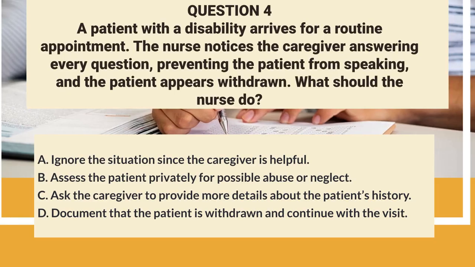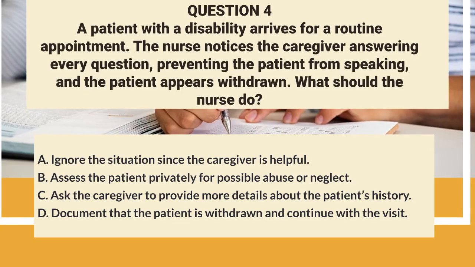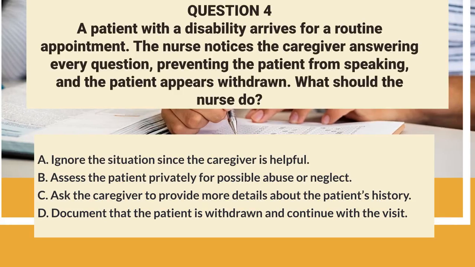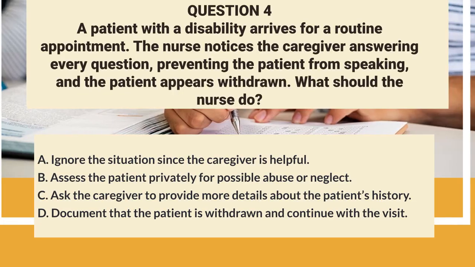A. Ignore the situation since the caregiver is helpful. B. Assess the patient privately for possible abuse or neglect. C. Ask the caregiver to provide more details about the patient's history. D. Document that the patient is withdrawn and continue with the visit.